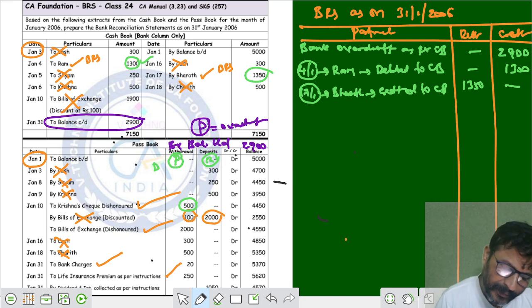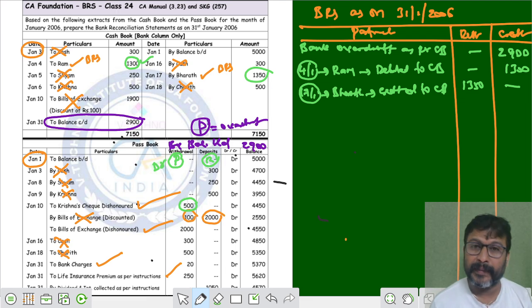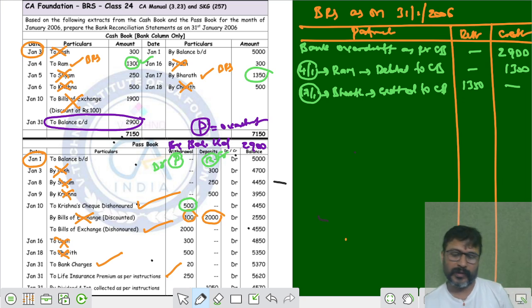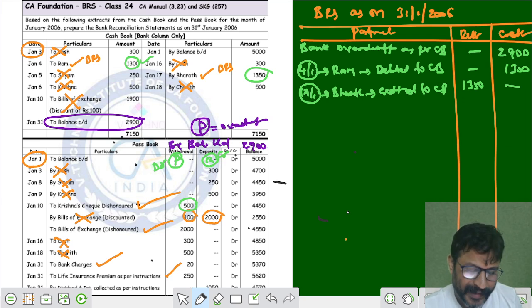Where does payment come? It comes in the debit side of the passbook. Deposit comes on the credit side of the passbook. I repeat, withdrawals, meaning payments, come in the debit side of the passbook, and the receipts, that is deposits, come on the credit side of the passbook. This is debit and this one is credit.